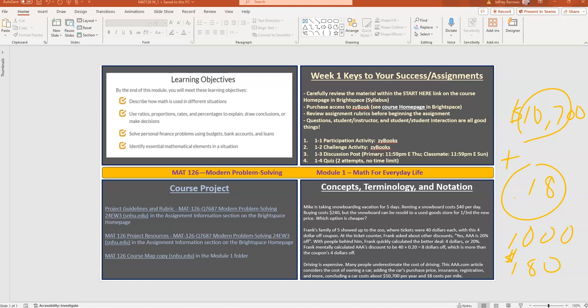So in this case, again, just another idea of what this means and how we integrate it into the scenario, which goes back to this great idea that we talked about up front: identifying the essential mathematical elements in a situation, both the context and the mathematics.